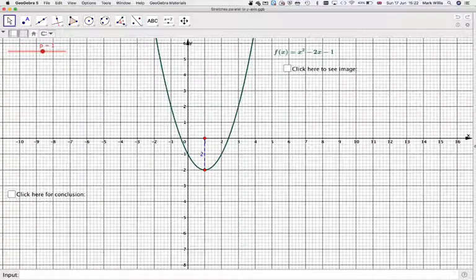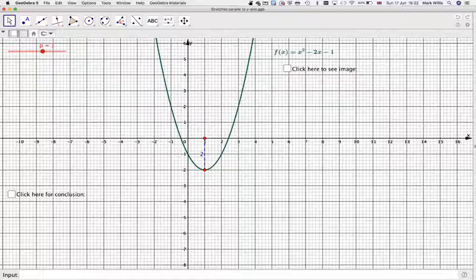Hi, in this video we're going to look at stretches parallel to the y-axis, or you can think of them as vertical stretches. So here we've got a function f of x is x squared minus 2x minus 1. We can see that this point here from the x-axis is 2 units.